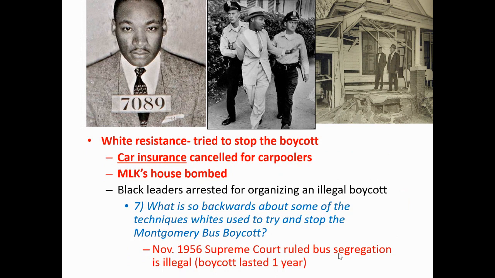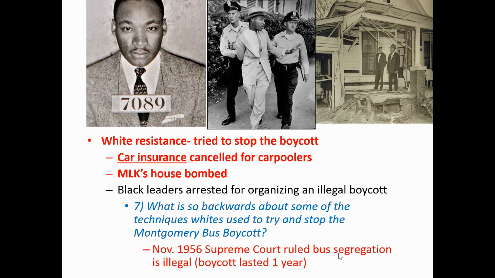Now, some of the tactics of white resistance that they used to stop the boycott. One, if you were carpooling people, you could have your car insurance canceled. Martin Luther King's house was bombed. Now, Martin Luther King was not in the house at the time, you can see that in the upper right hand corner, but his wife and child were. Also, Black leaders were arrested for organizing an illegal boycott.